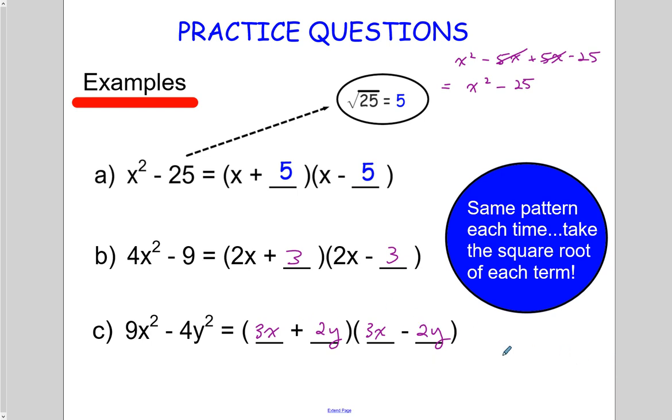Okay, so this is a fairly straightforward one, difference of squares. It's usually pretty easy to spot. We're looking for the two terms, the minus sign in between, and then each of the terms is a perfect square, meaning that we can take the square root of each one.